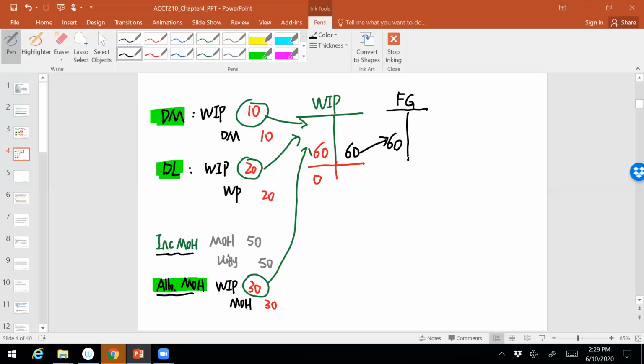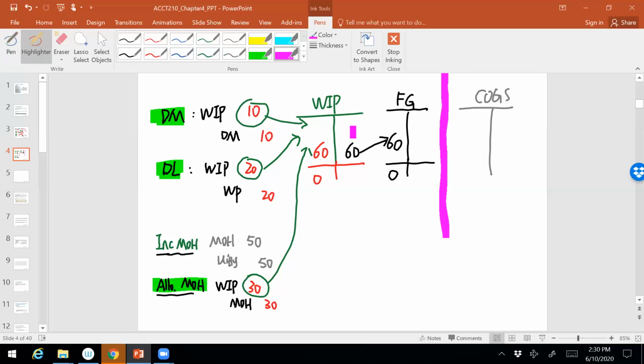But we said, once you finish it, this is not the end. We want to sell it. Once we sell it, our finished goods will not be 60. It will be 0 because we sell it. So where does this $60 go to? It goes to our cost of goods sold when we sell our products, right? So I put here, when we sell our product, our $60 goes from our finished goods to our cost of goods sold when we make our sales.